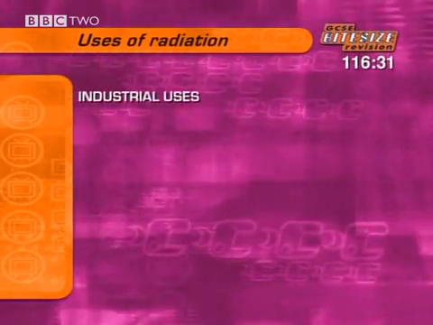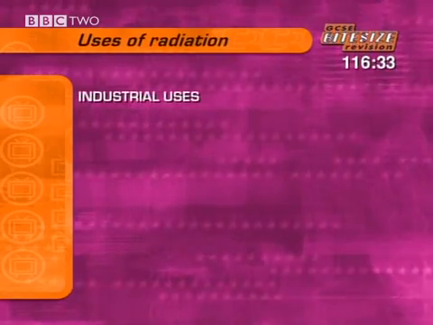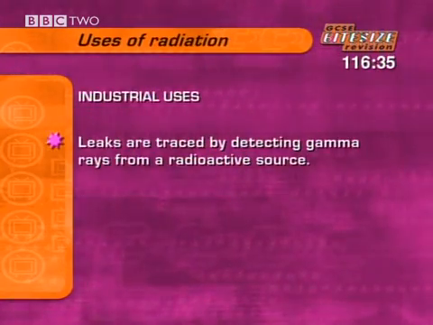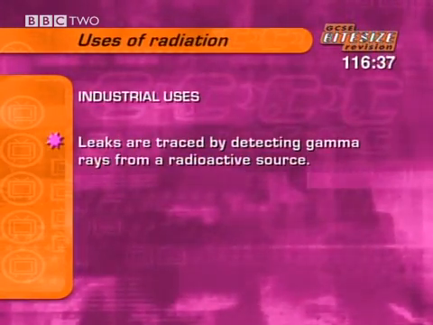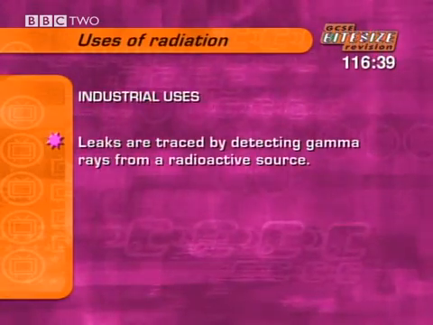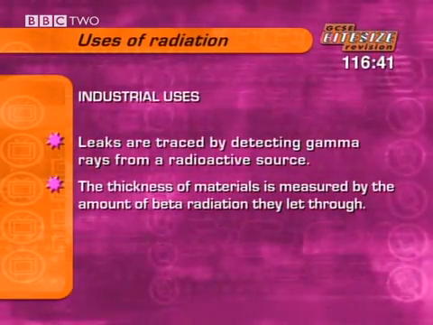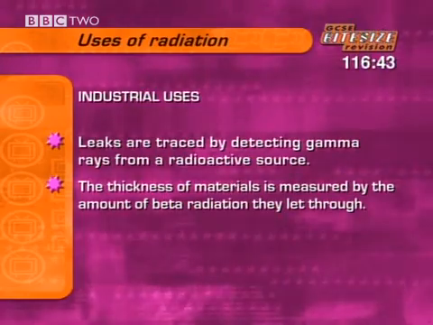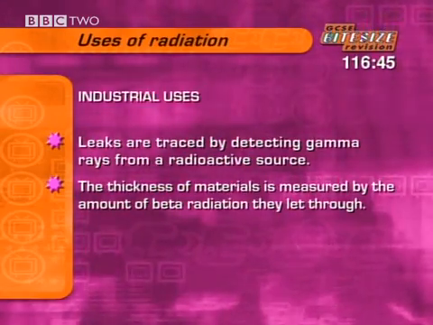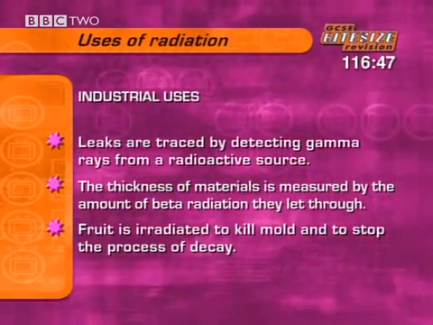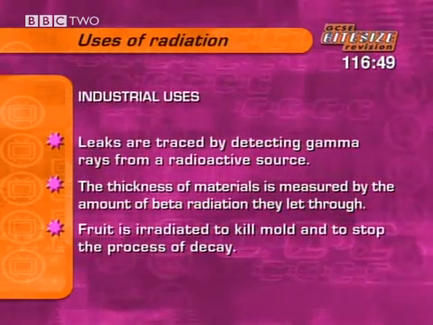Radiation has many other industrial uses. Leaks in underground pipes are traced by detecting gamma rays emitted from a radioactive substance. The thickness of materials can be measured by the amount of beta radiation they let through. Fruit is irradiated to kill mold spores and to stop the process of decay.